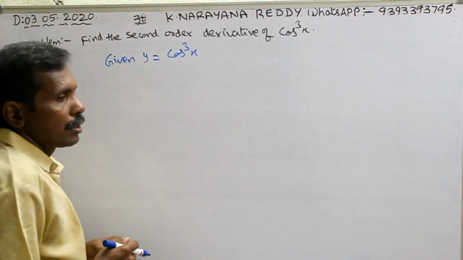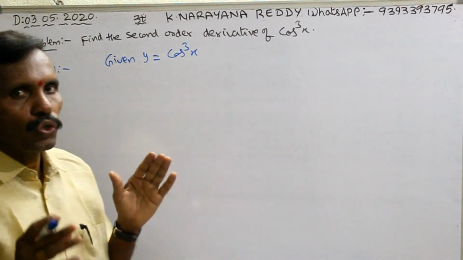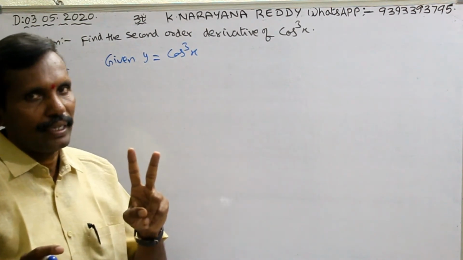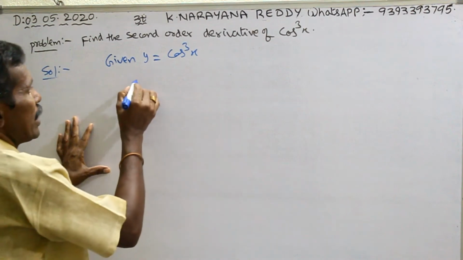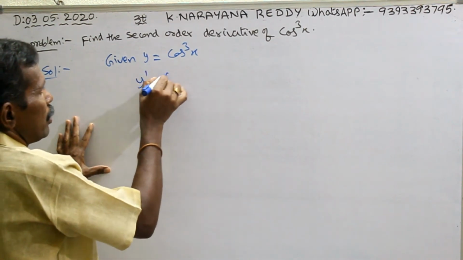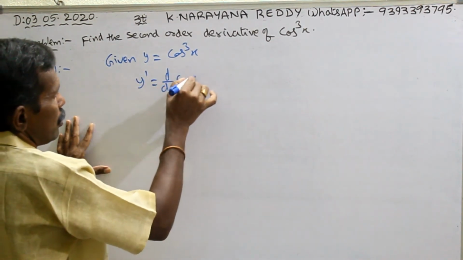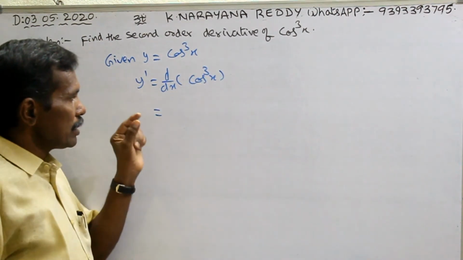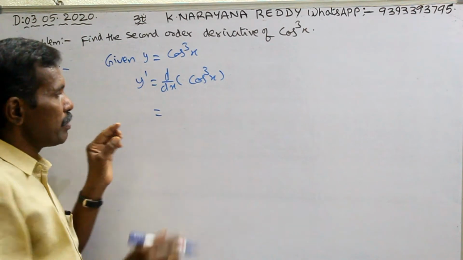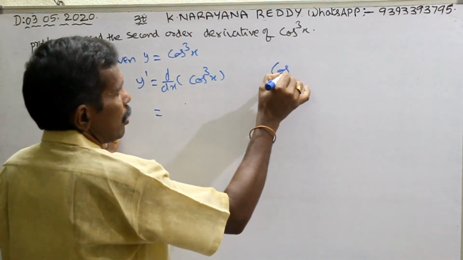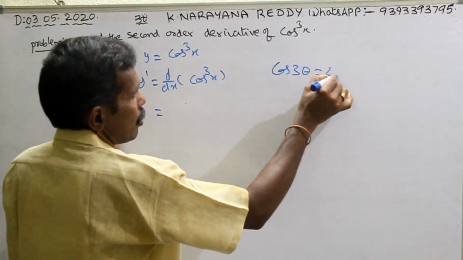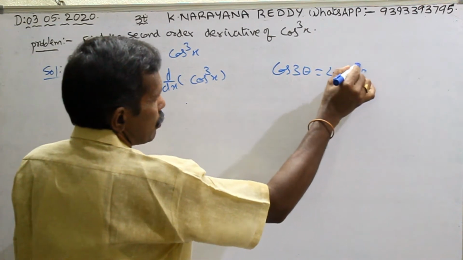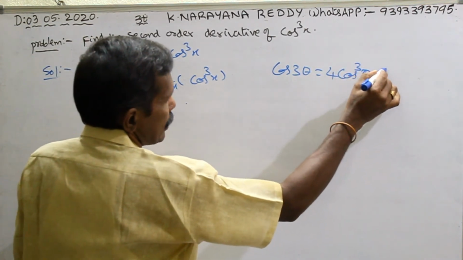See here, second order means you want to do differentiation two times. First you can do y dash, that is d/dx of cos cube x. What is d/dx of cos cube x? Generally, cos 3 theta equals 4 cos cube theta minus 3 cos theta.